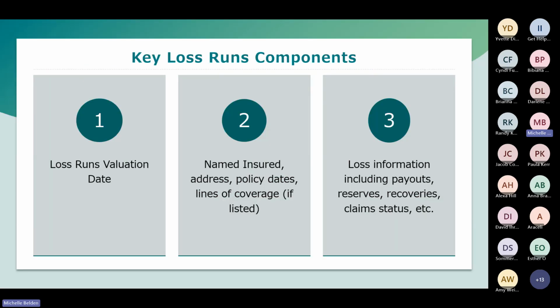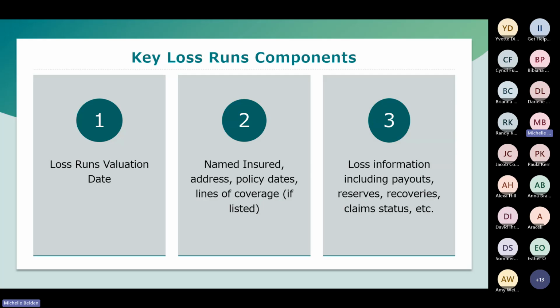All right, so we're going to get into some examples with these components. So the loss runs valuation date is an extremely important one that we run into issues with. And so I will have an example of that because we're constantly having to explain that to people. So I want to make sure we understand that. Another thing that's important on loss runs is obviously the named insured. I've gotten loss runs that have no named insured on them before. So how can I say that they go to that policy if we don't have anything to tie it to? Having the named insured on there is important.